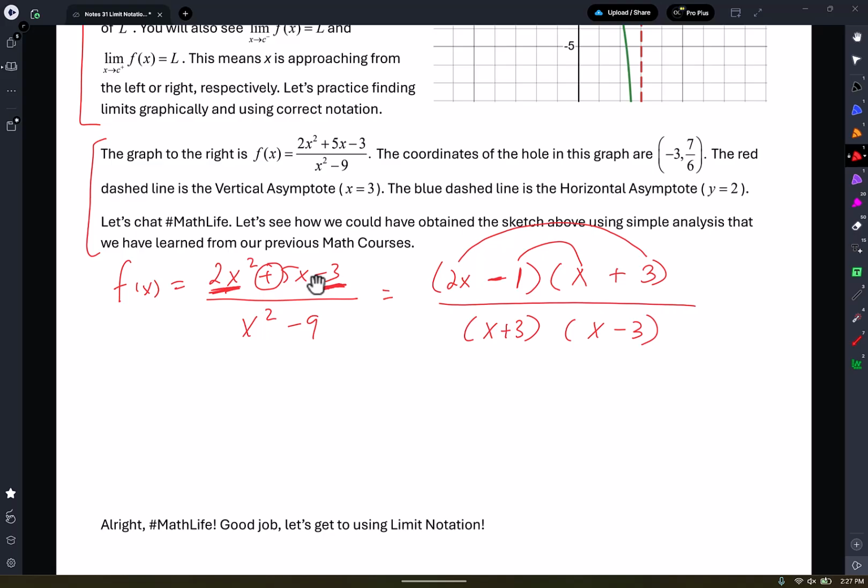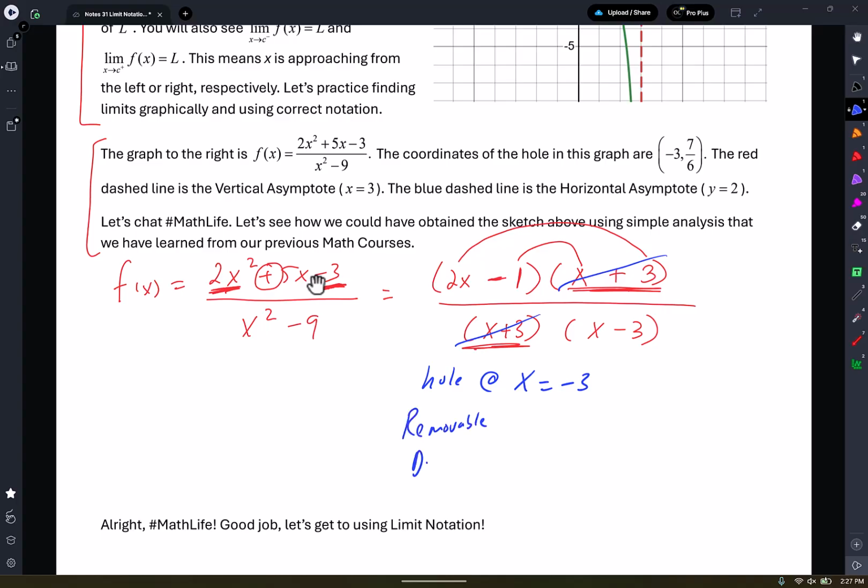Now, from your Algebra 2 days, hopefully you remember, if you have a factor in the denominator that's the same as a factor in the numerator, those cancel out. And when you cancel those factors out, this is called a hole. So you have a hole at x equals -3.